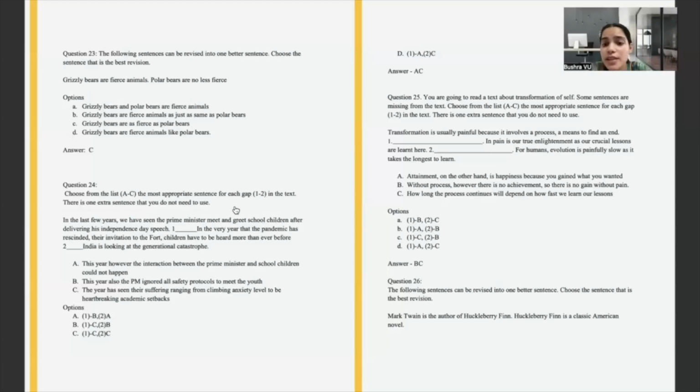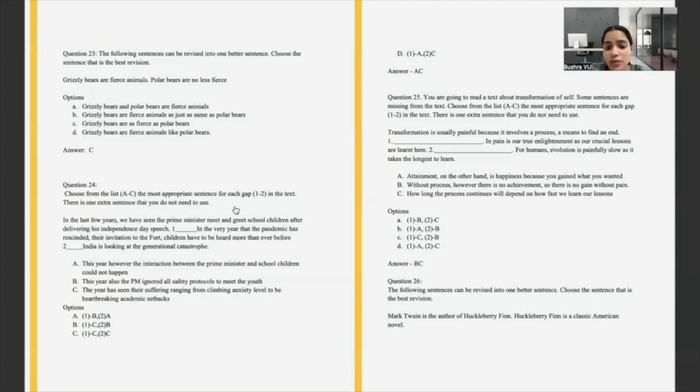Look at the third sentence. In pain is our true enlightenment as our critical lessons are learned here. Okay, we're talking about lessons now. So out of option A and C, which talks about lessons? Option C. How long the process continues will depend on how fast we learn our lessons. For humans, evolution is painfully slow as it takes the longest to learn. You only have to correlate what the first sentence is talking about, so you can come up with the second sentence. That's the cheat code to this. So the correct answer is B, C, which is option A.